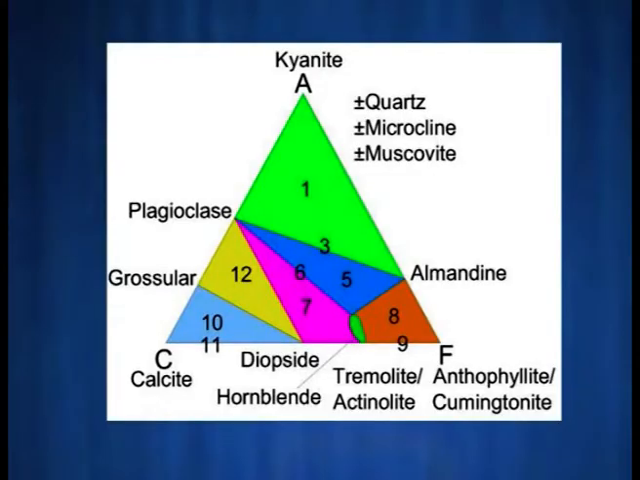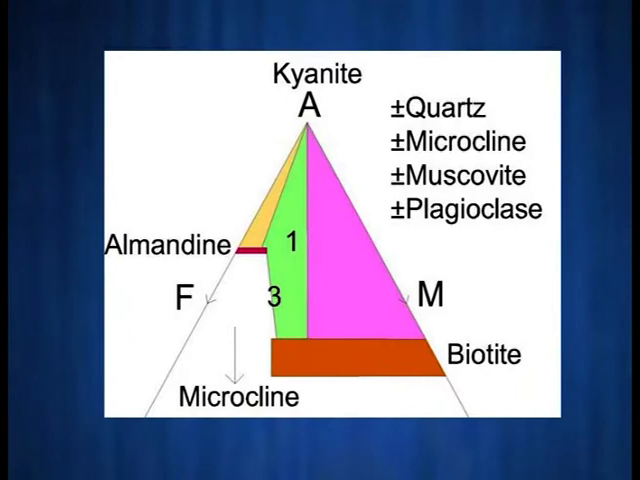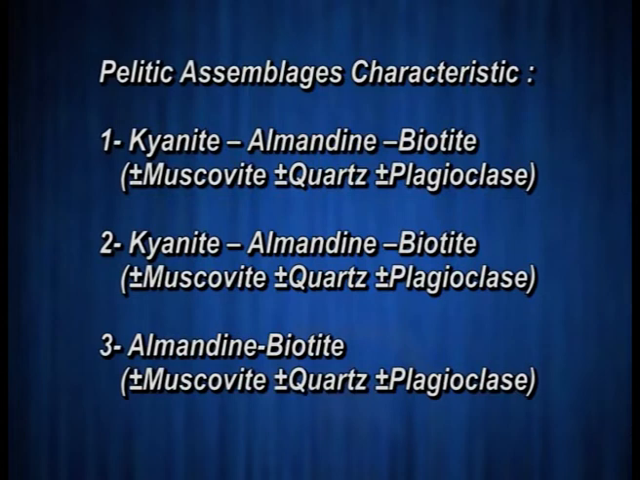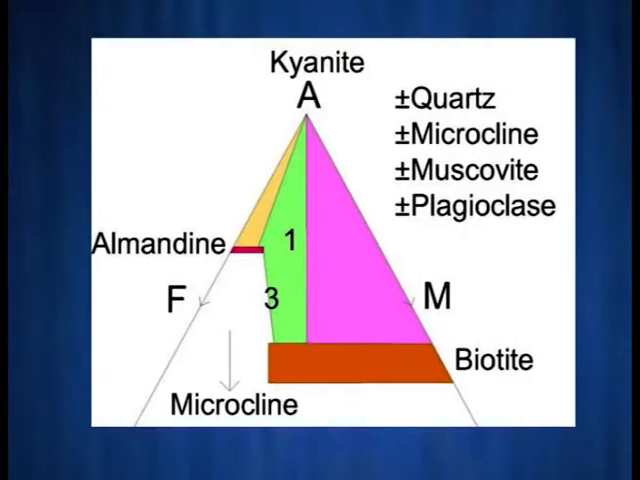Now, the next important thing is your mineral assemblages, the characteristic Pelitic assemblage. See on the ACF, AKF and AFM diagram of Amphibolite Facies. Now, we can observe the Pelitic assemblages. The assemblage number 1 is your kyanite, almandine, biotite, muscovite, quartz, plagioclase.